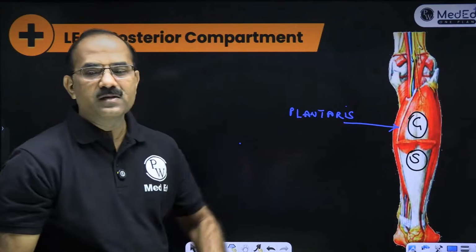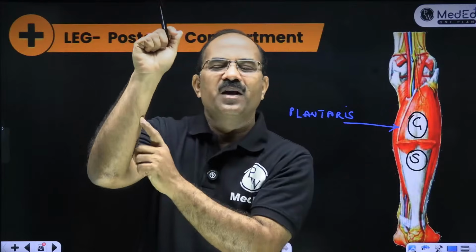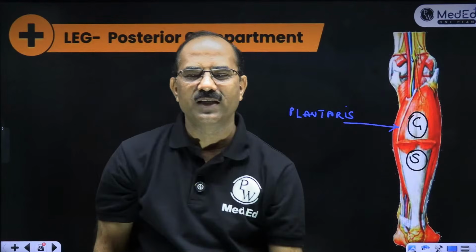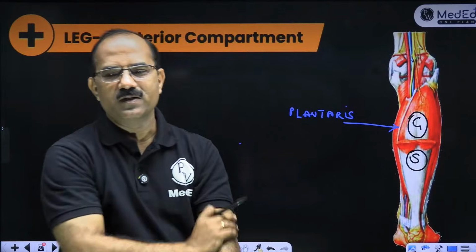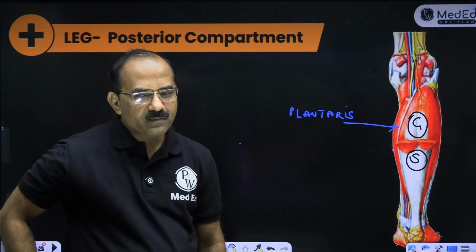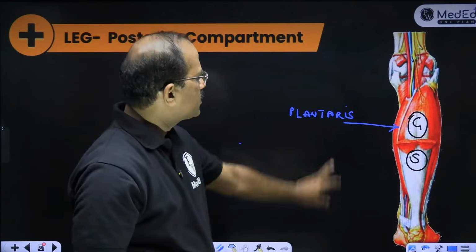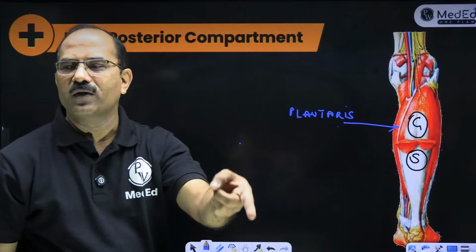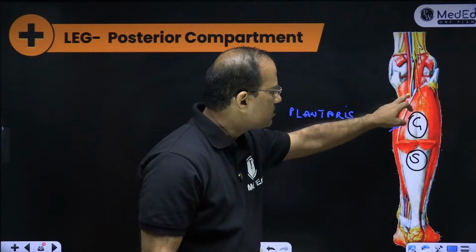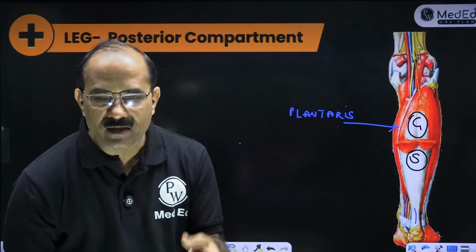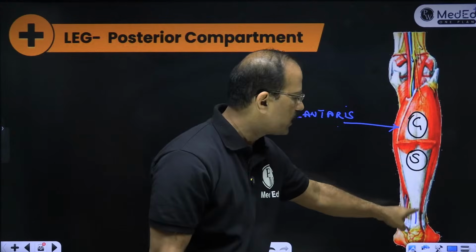This plantaris is exactly similar to which muscle? A muscle with a small belly and a long tendon. Palmaris longus. Excellent. Fine, Richa. This is plantaris, which is similar to palmaris longus. So gastrocnemius, soleus and plantaris together form a common tendon called tendoachilles, also known as tendocalcaneus.